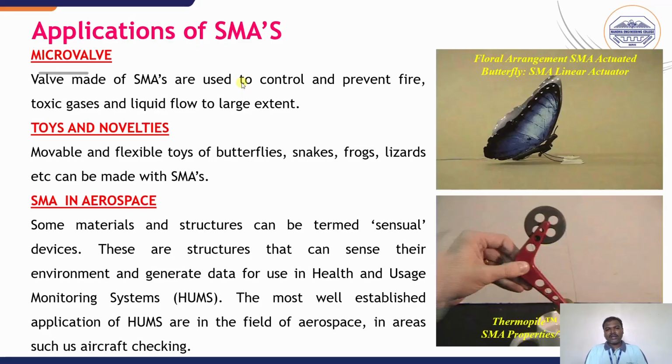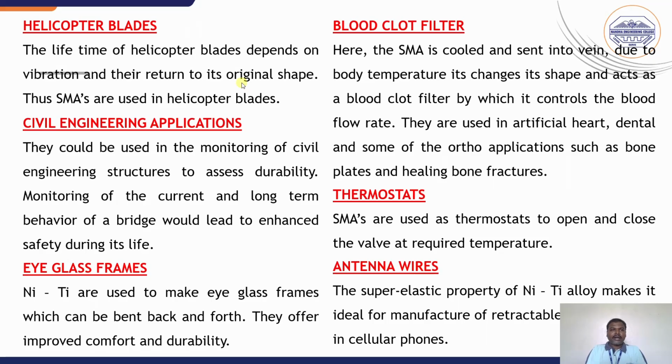In aerospace science, we use this kind of SMA material mainly for health and usage monitoring systems. Next, the helicopter blade. Helicopter blades are made exclusively using SMA material, because it is a high pressure absorbing material. And apart from that, civil engineering applications and ophthalmology: nowadays we use it for different kinds of eyeglasses. The eyeglass frame is mainly manufactured using SMA.